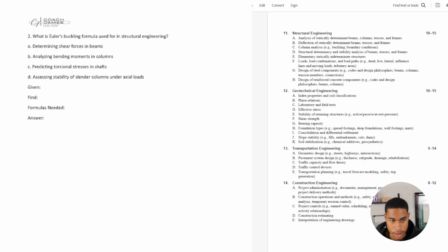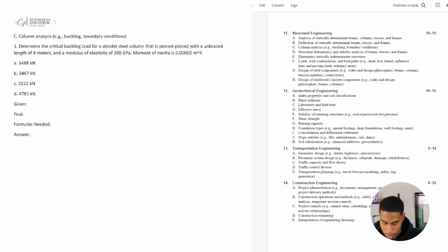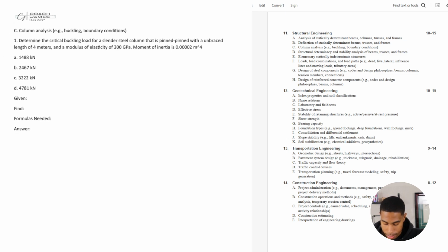All right, so number one says, determine the critical buckling load for a slender steel column that is pinned with an unbraced length of 4 meters and a modulus of elasticity of 200 gigapascals. Moment of inertia is 0.00002 meters to the fourth. It's a lot of zeros.